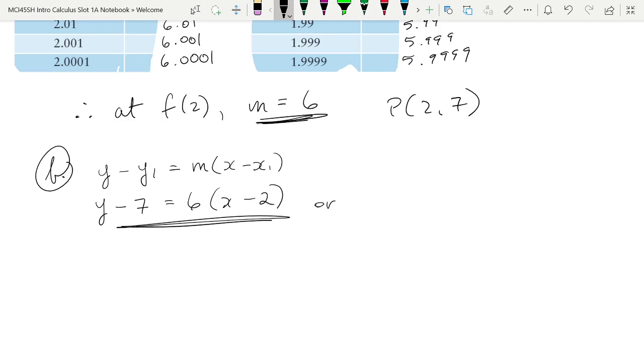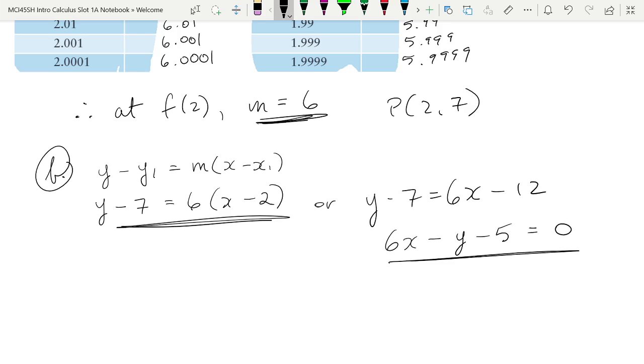But most textbooks want answers in standard form, so I'm going to rearrange. Remember that standard form should always have integers for the constants and coefficients, and the leading coefficient on x should be positive. So move everything to the other side of the equation, and you get 6x minus y minus 5 equals 0. Okay?